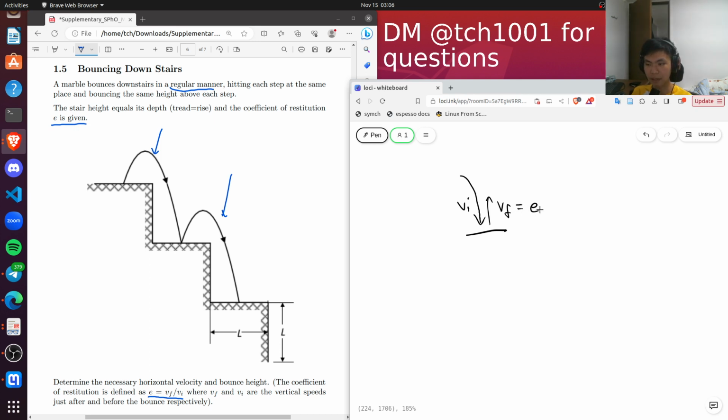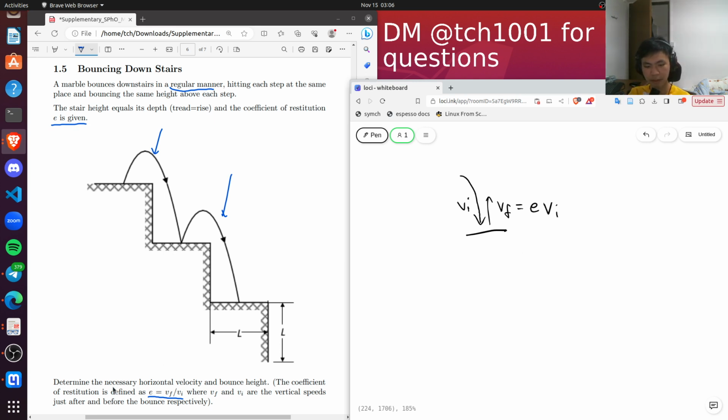So the Vf we expect is going to be less than Vi. If Vf is in general E times Vi, and E is between 0 and 1, then that means Vf is going to be less than Vi. Or rather, the magnitude of Vf is going to be less than the magnitude of Vi. Remember, velocities are vectors. So with that, how do we do this question?